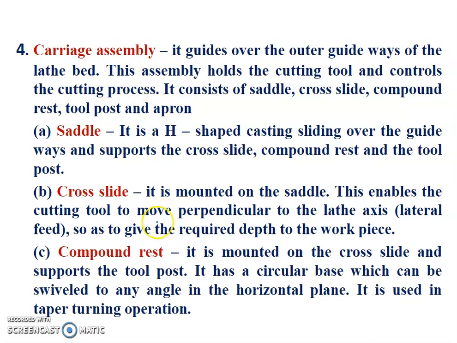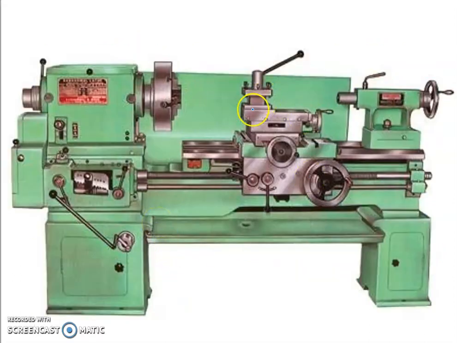The main function of the carriage assembly we can see in the photo here. This whole thing we call a carriage assembly. So here, this carriage assembly can move left side and right side. We can give the movement to the carriage assembly. Here we have a hand wheel. This hand wheel we can rotate clockwise and anti-clockwise so that this carriage assembly will slide.